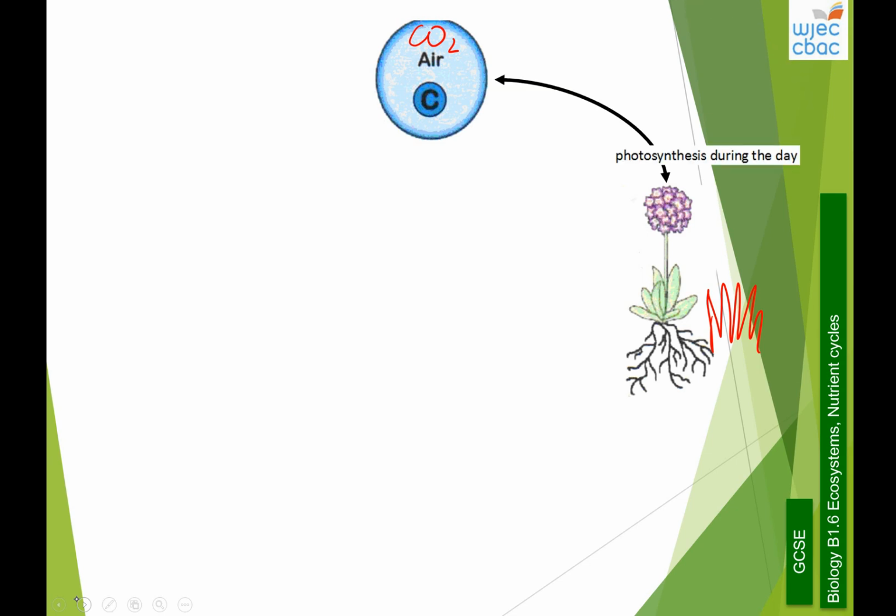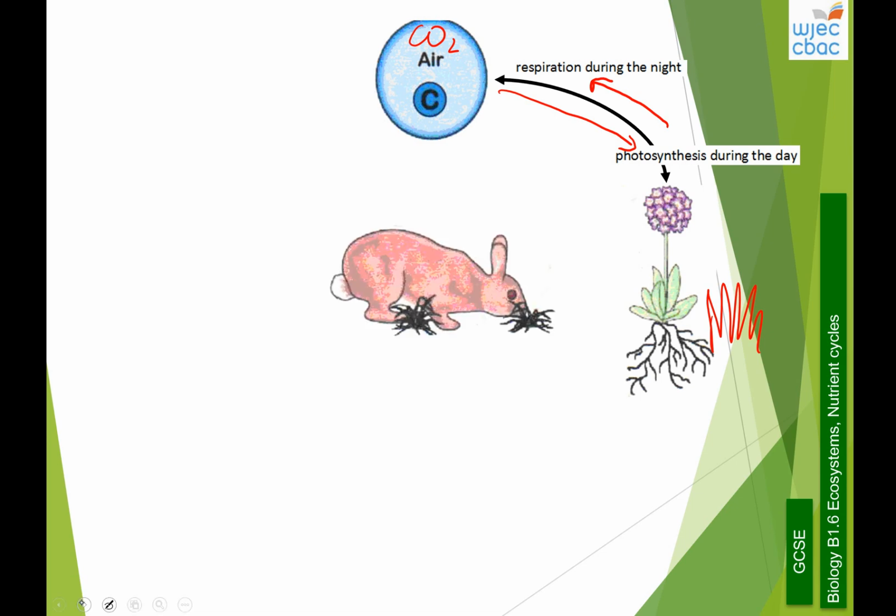So photosynthesis during the day. Carbon dioxide is taken in by the plant to carry out photosynthesis during the day. But also, this arrow can go back because respiration during the night will release CO2. We've got our little rabbit here that's going to eat our grass. And we also know that our rabbit is going to carry out respiration and release the carbon dioxide into the air. So here we've got our arrow showing feeding or eating.